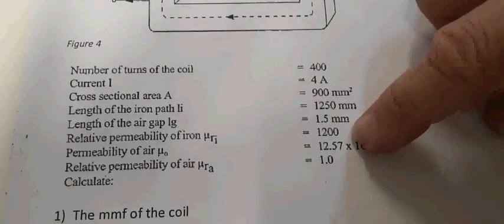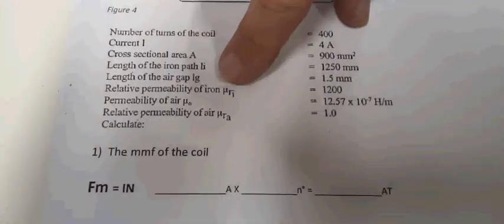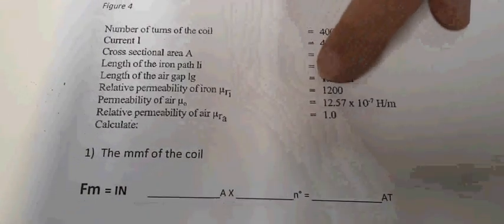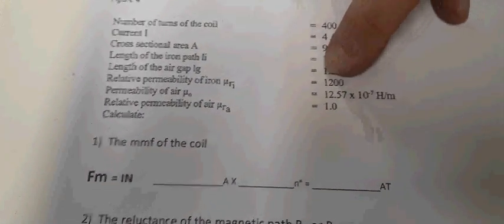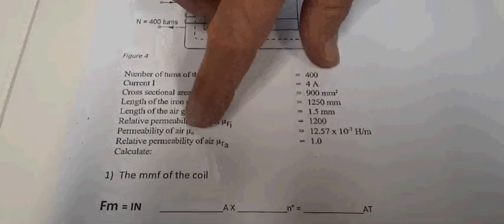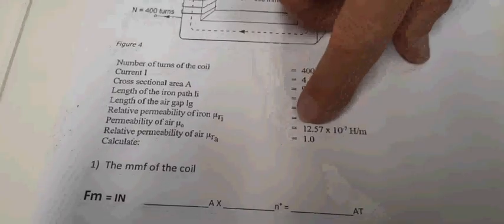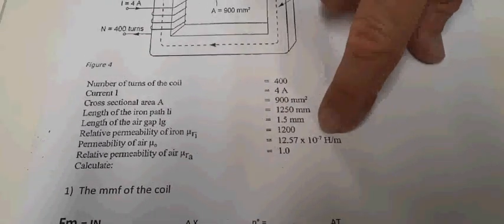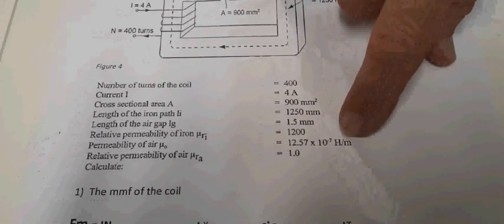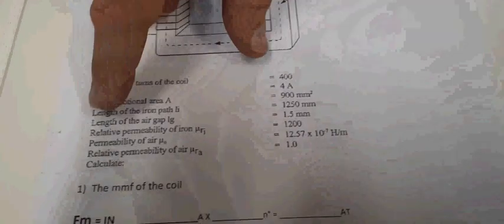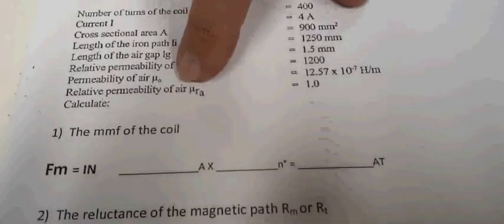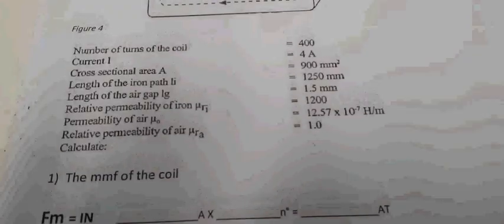1,200 is the relative permeability of the steel. So that's saying it's 1,200 times better than air. But air has an absolute permeability, mu0, of 4 pi times 10 to the minus 7, in henries per metre. Then the relative permeability of the air is 1. Okay, so I'll just write some of those things down.